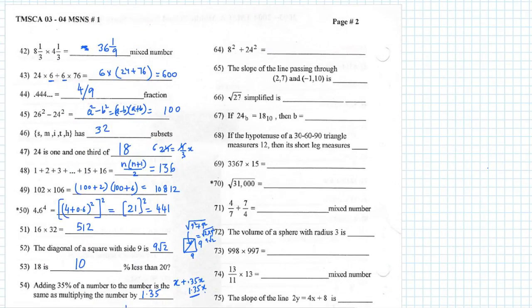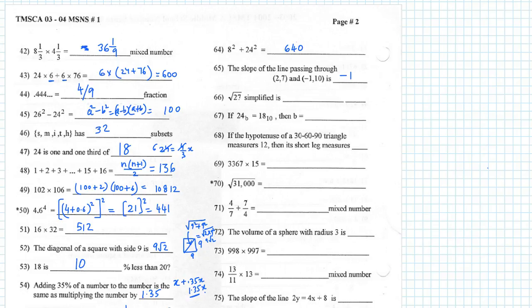Question 64. What's the sum of 8 square and 24 square? So 8 square is 64 and 24 square is 576. So 64 plus 576, so that's going to be equal to 640. Question 65, the slope of the line passing through these 2 points. So slope is nothing but y2 minus y1 divided by x2 minus x1. So 10 minus 7 is 3, and then minus 1 minus 2 is minus 3. So 3 over minus 3 is minus 1.